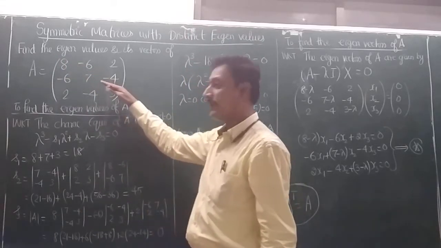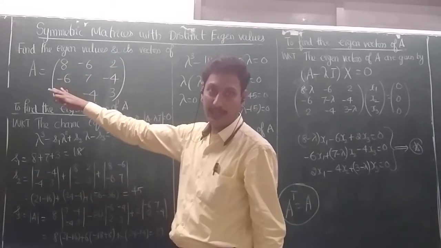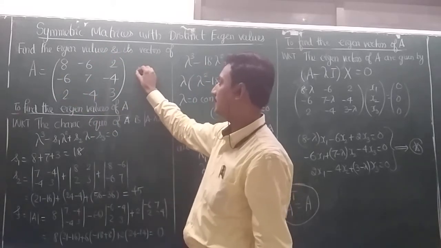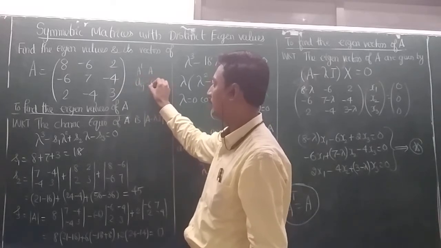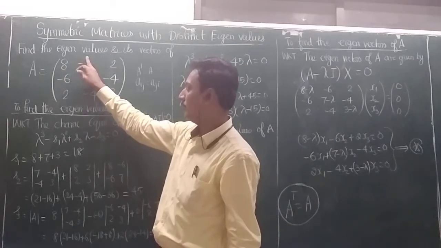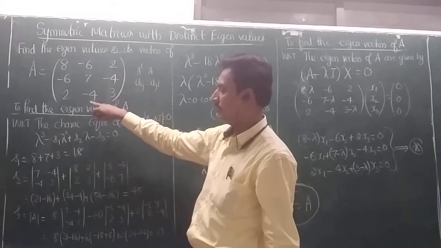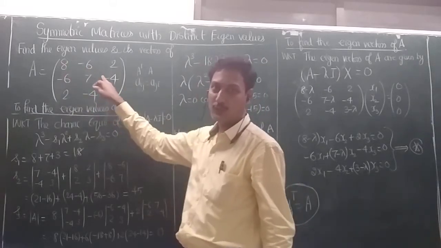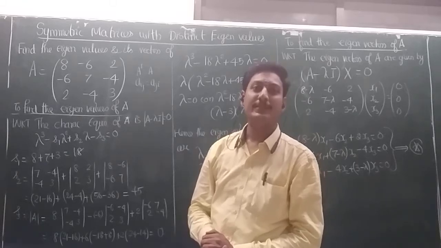It is the diagonal elements. The elements above the diagonal are similar to the elements below the diagonal. That means A transpose is equal to A. That means Aij is equal to Aji. So what about A12? A12 is A21. A13 is A31. A23 is A32. What about A11, A22, A33? That's fixed. So that is the definition of the symmetric matrices.